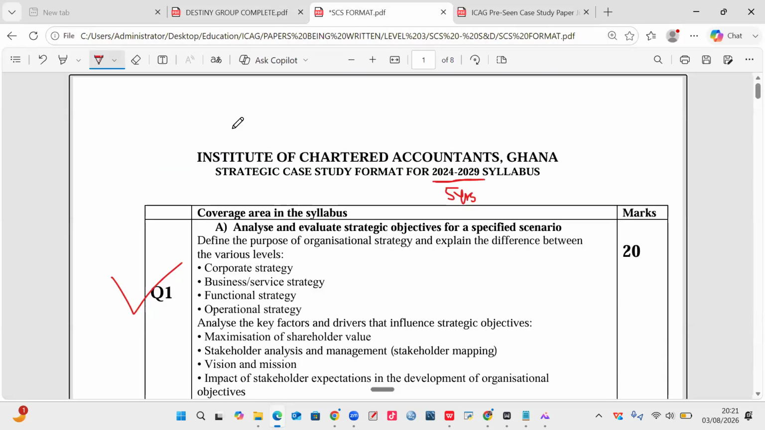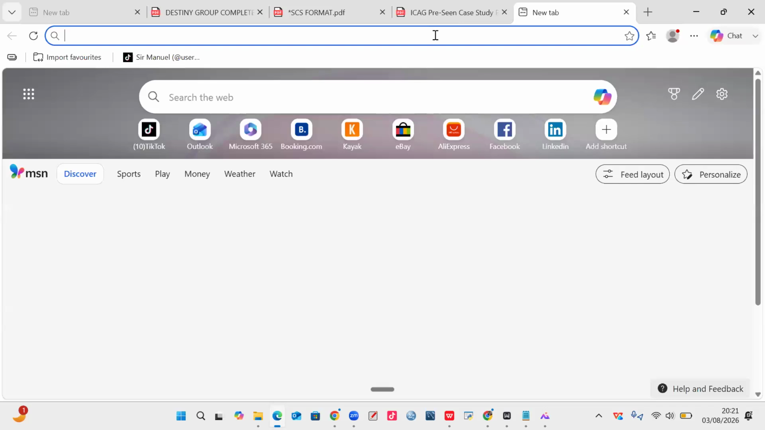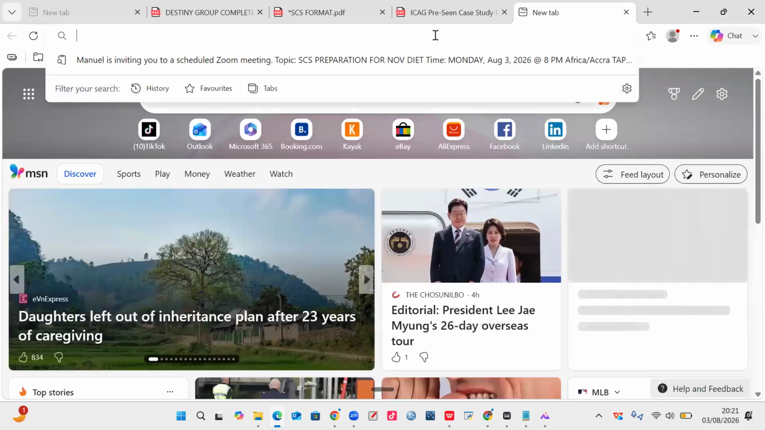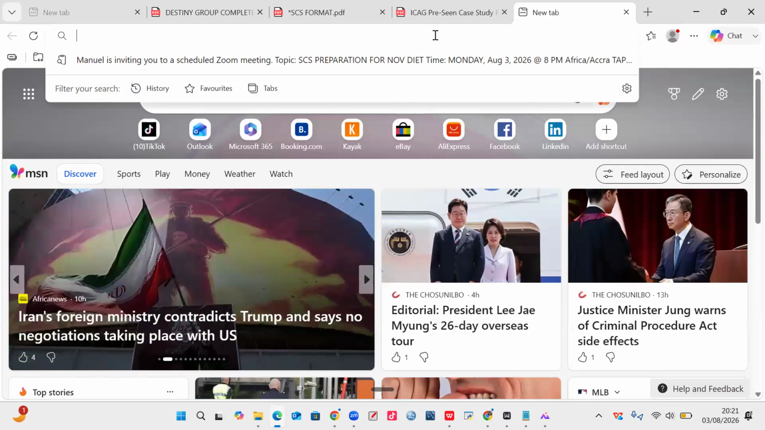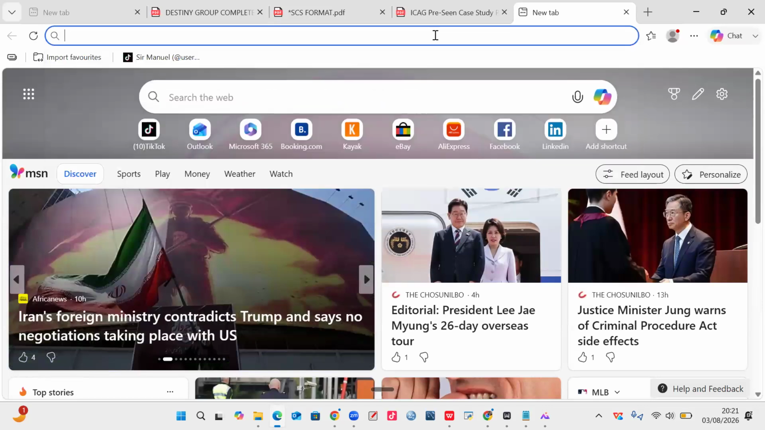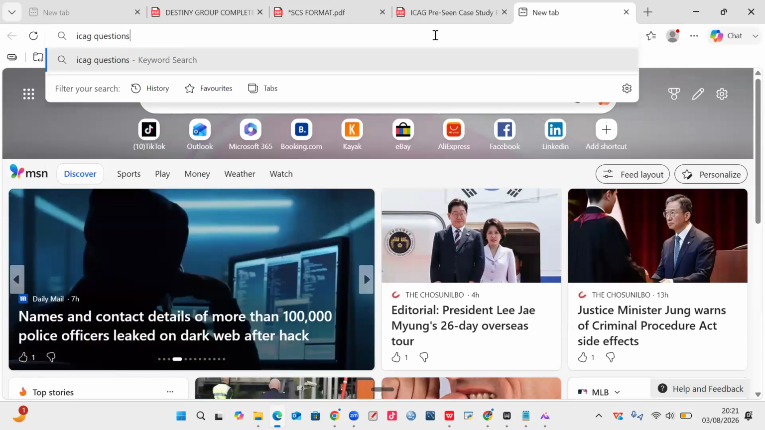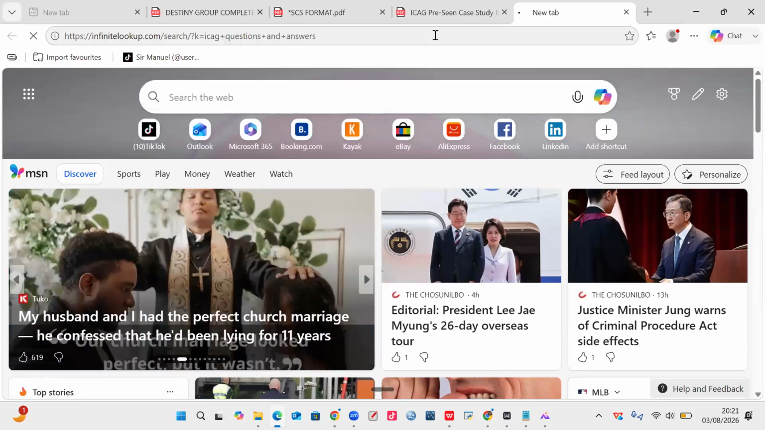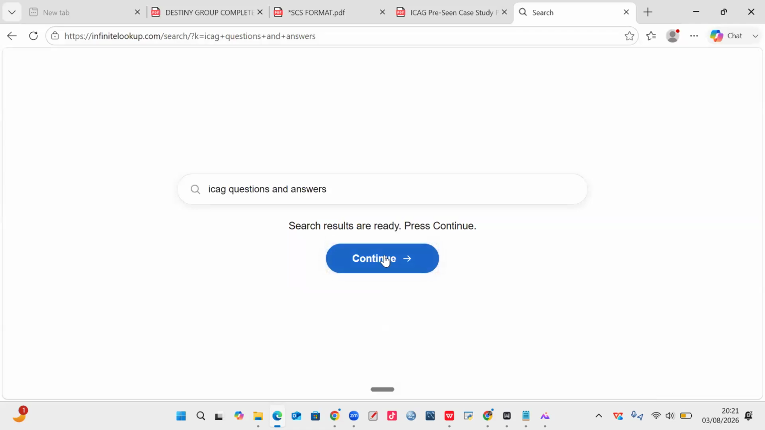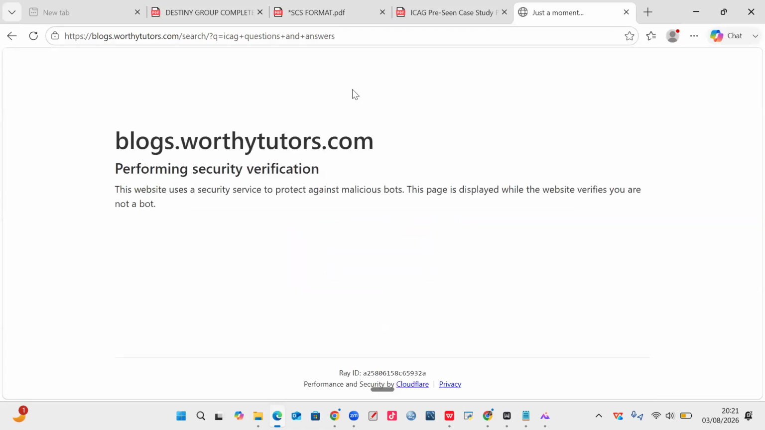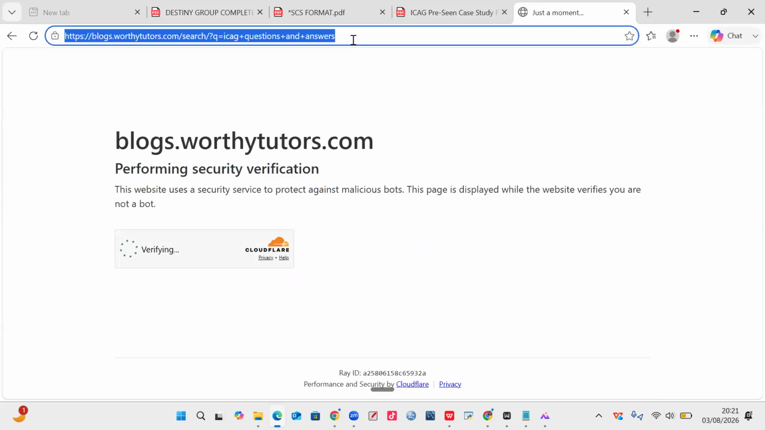So these are the areas to be covered. If I should pick last year's paper, last diet, let's say March 2025 ICAG questions and answers. Okay, let's see. Hold on.